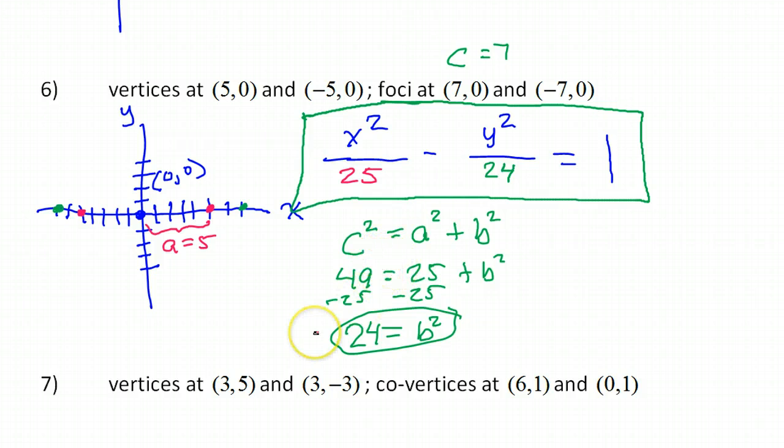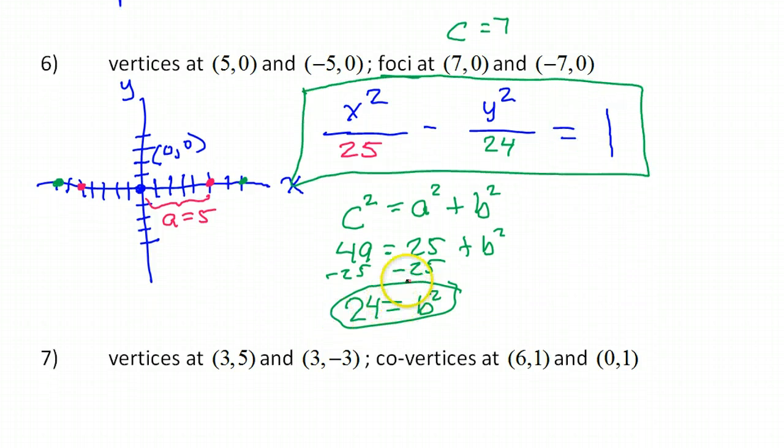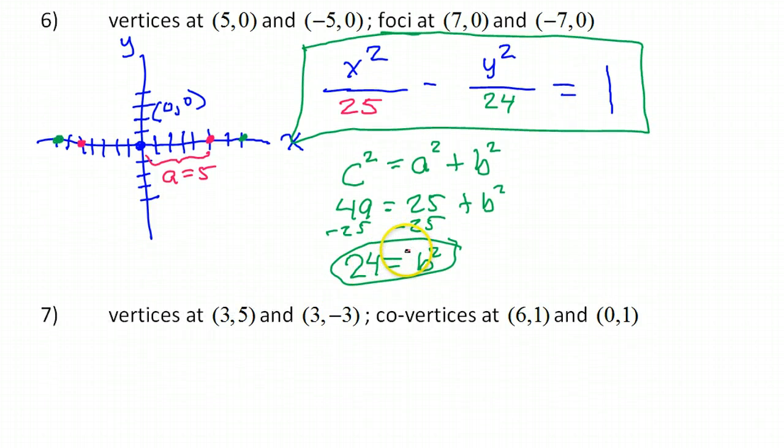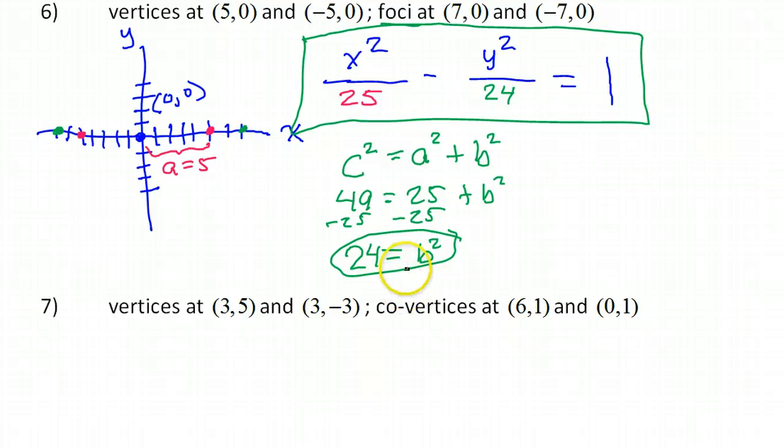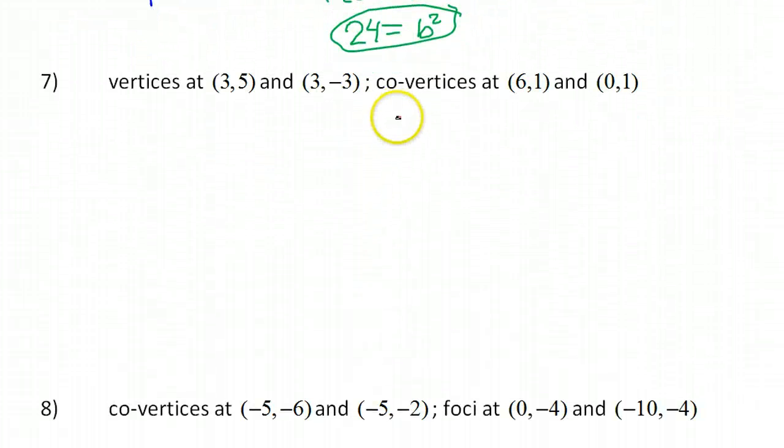I could have just did 49 minus 25. Oh wait, that's what we did. That is what we did, but you need to understand why. What did I say before? Oh, I added. You kept wanting to add. Subtract.